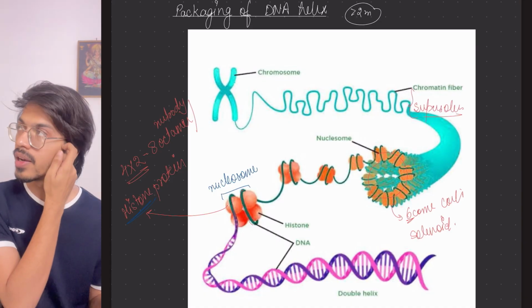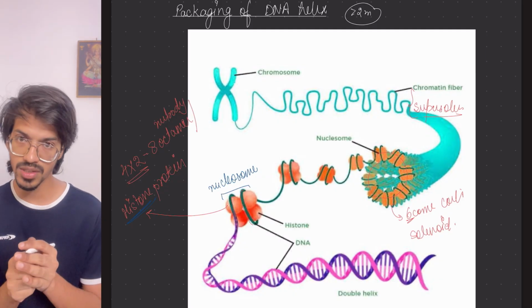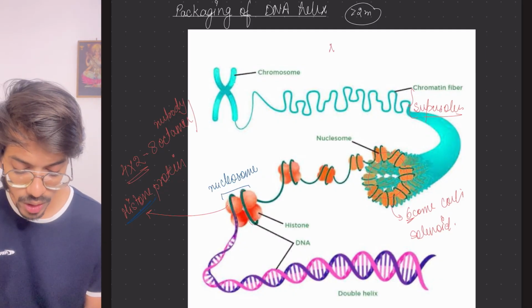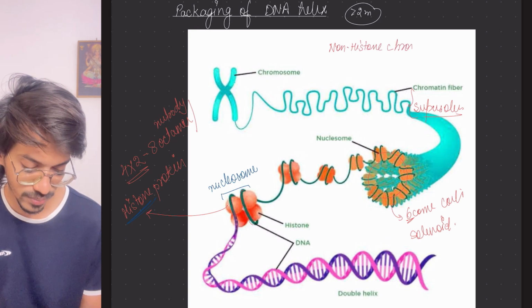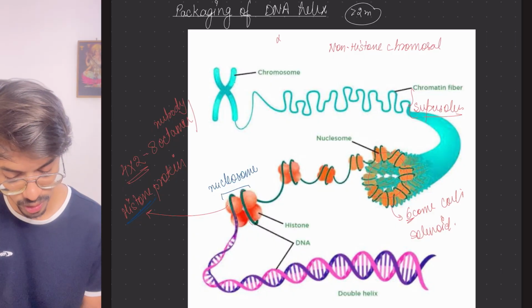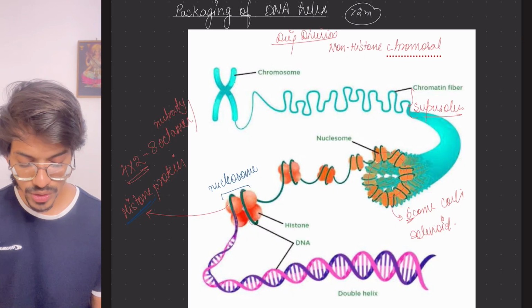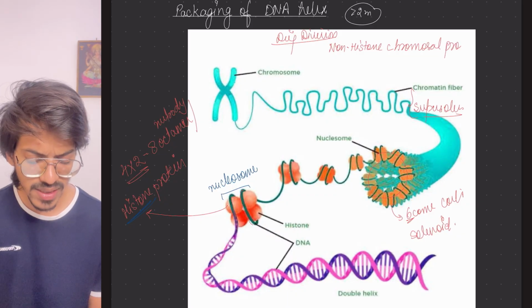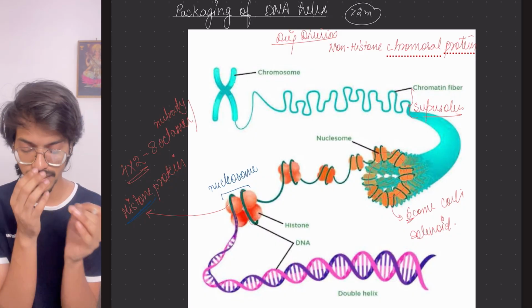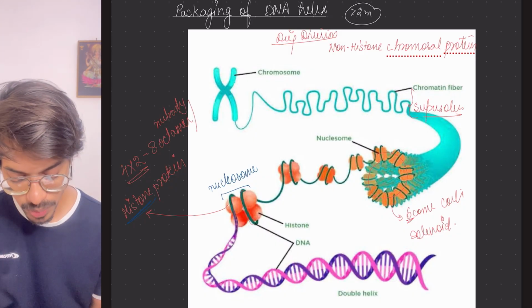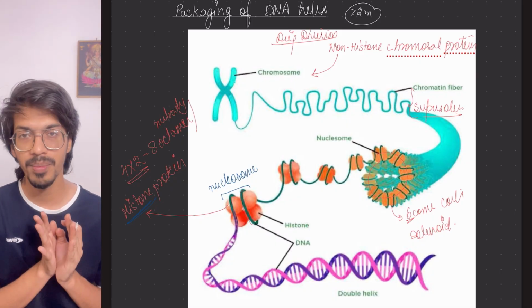Next, during the time of division, when the cell is dividing, it is further condensed with the help of non-histone chromosomal proteins, during cell division only, because cell size will decrease at that time. So we have to further condense it. These non-histone proteins will condense it into chromosomes. That much you have to remember.